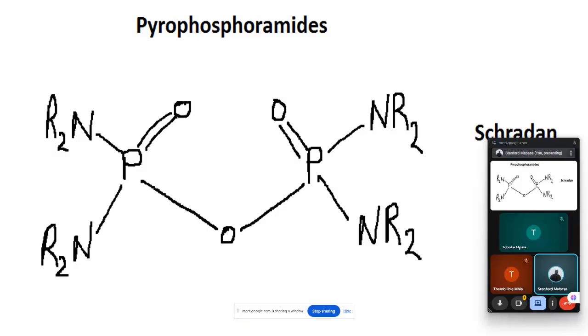Shradan is the insecticide. So under organophosphates, we have got various insecticides depending on the molecular structure which is representing them.